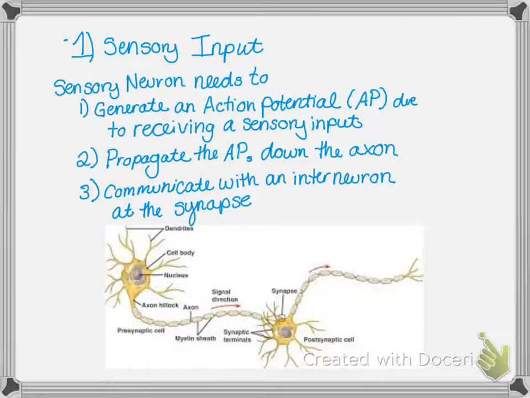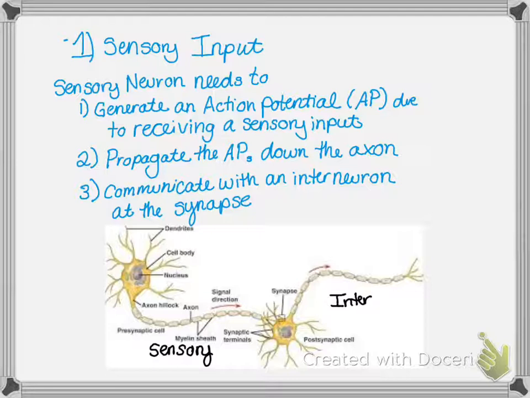So let's just understand some examples of how exactly sensory input can be received. So your sensory neuron, which is going to be our first neuron in this picture, you're going to see this picture a lot because it shows nice communication between neurons. So this is our sensory neuron. It's going to hook up with an interneuron. So it's going to synapse with an interneuron. So the sensory neuron needs to communicate to the interneuron.